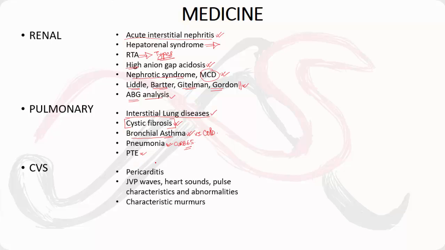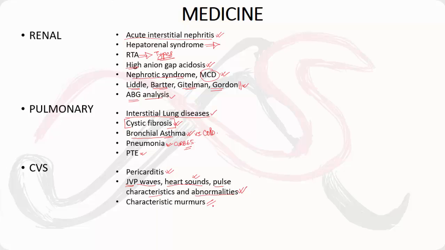Next, coming to CVS, you have to know about pericarditis, acute pericarditis, the various types of JVP waves and the particular disease conditions where they are found, the type of heart sounds, the abnormal heart sounds and which conditions you see them in, the pulse characteristics and abnormalities. This question has been asked quite often and you should know the abnormalities of the pulse very well.